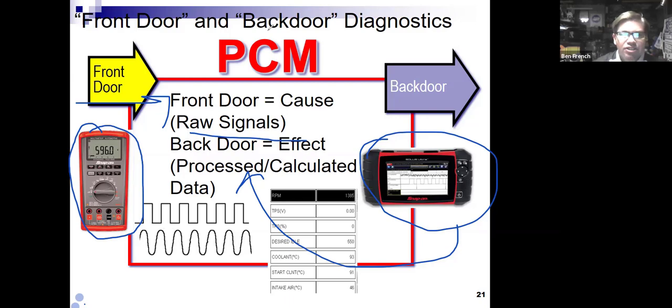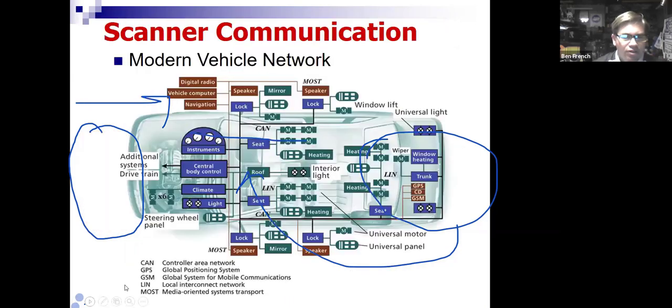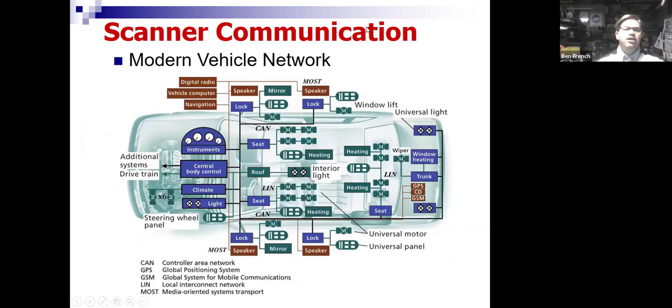All right. So in the class, you'll hear me talk all about front door, back door stuff as we go along. Now, what's this slide about? This slide's maybe a little confusing. What I want you to realize is that a modern car is basically a rolling computer network. Okay. So here's your modern vehicle network system. This particular car has basically 1, 2, 3, 4, 5 different computer networks that are all tied in together.